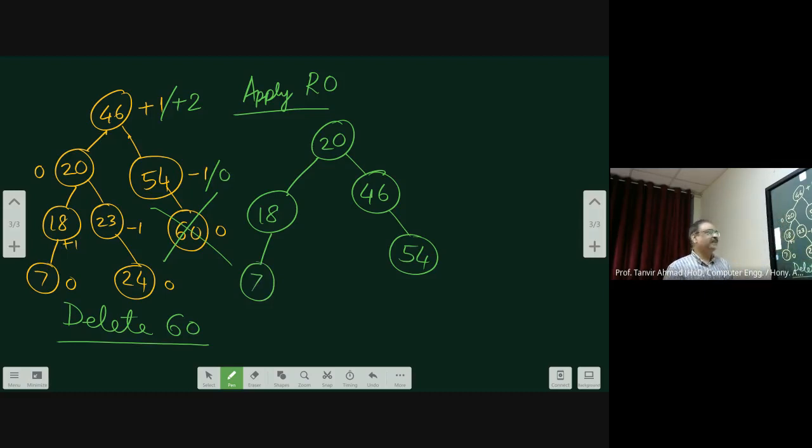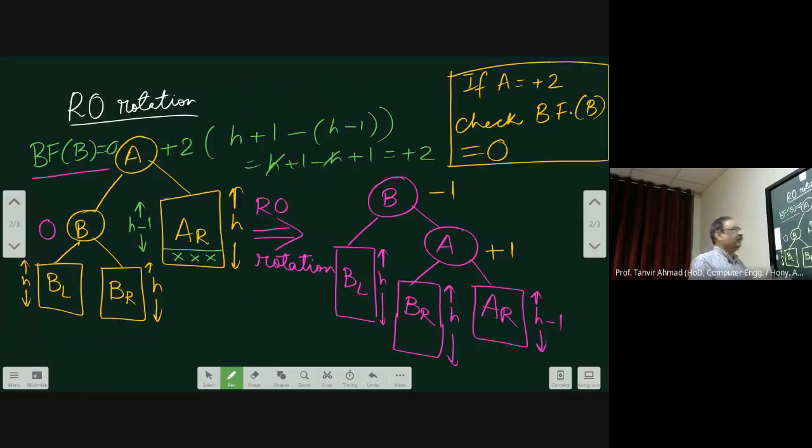What remains? 23, 24. Balanced. Now you check with this one.